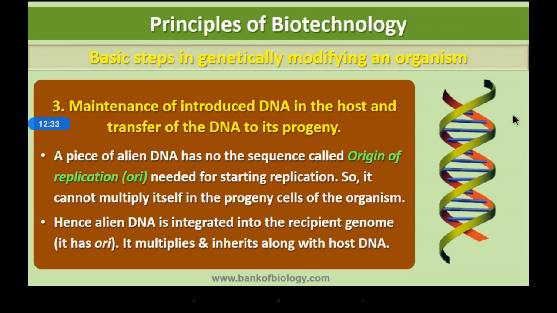So a piece of alien DNA has a sequence called origin of replication, ORI. It needs to start replicating, multiplying. It cannot multiply itself in the progeny cells of organisms as it is an alien, it is being introduced, right? So hence this DNA is being integrated into the recipient genome. Recipient means the host genome, and it multiplies and inherits along with the host DNA.